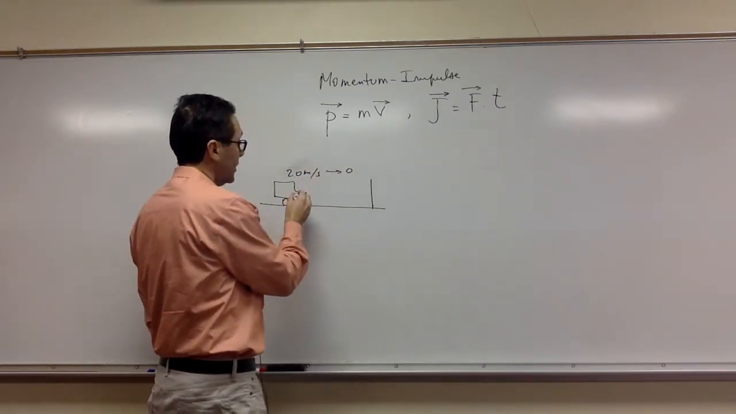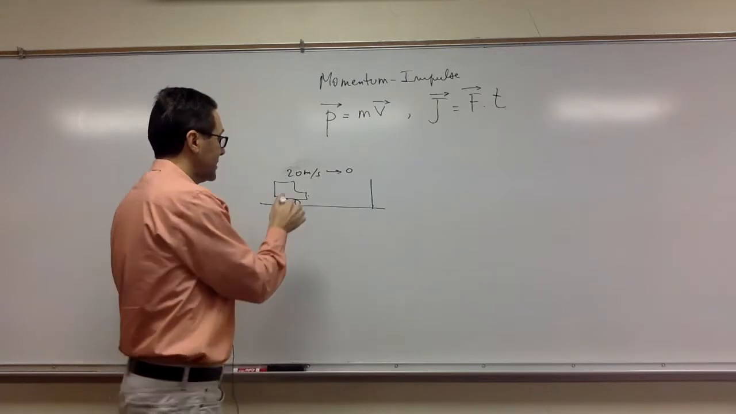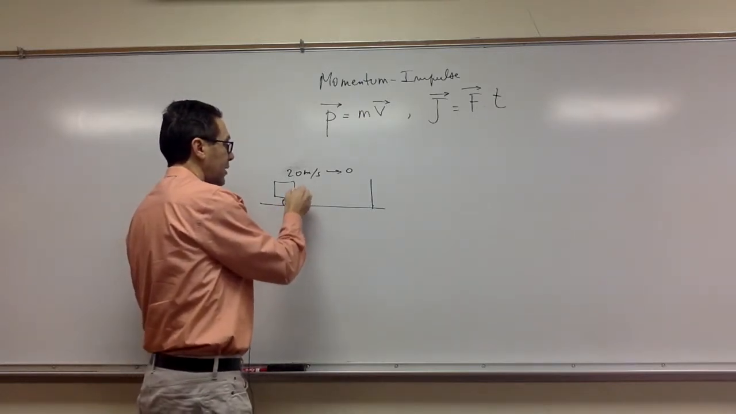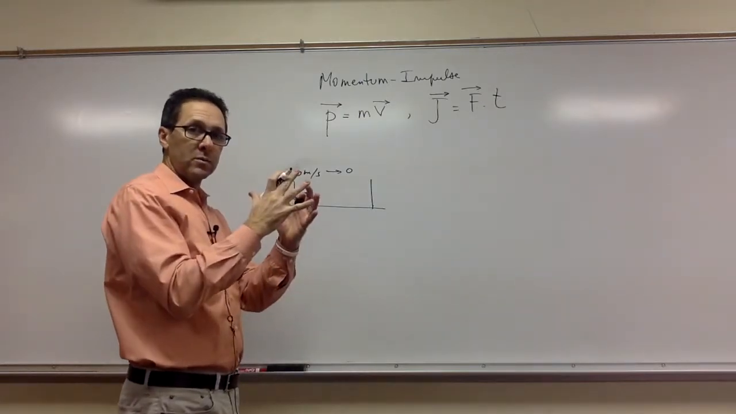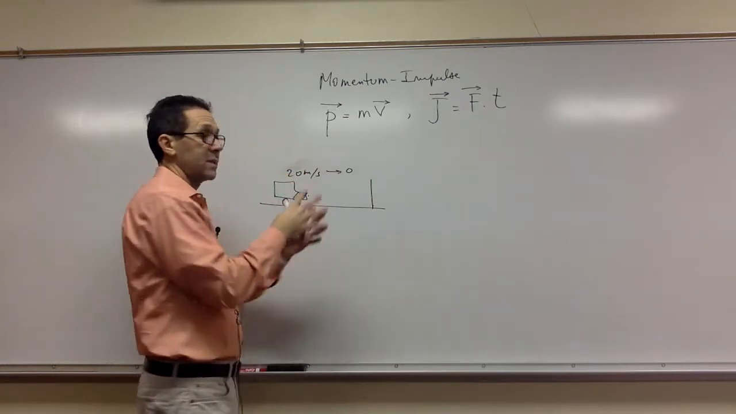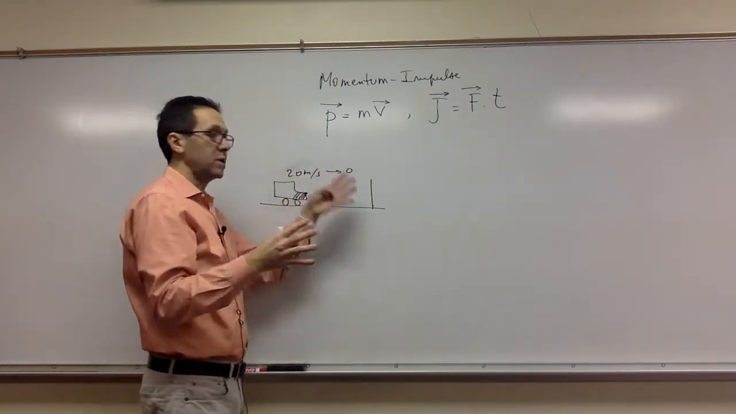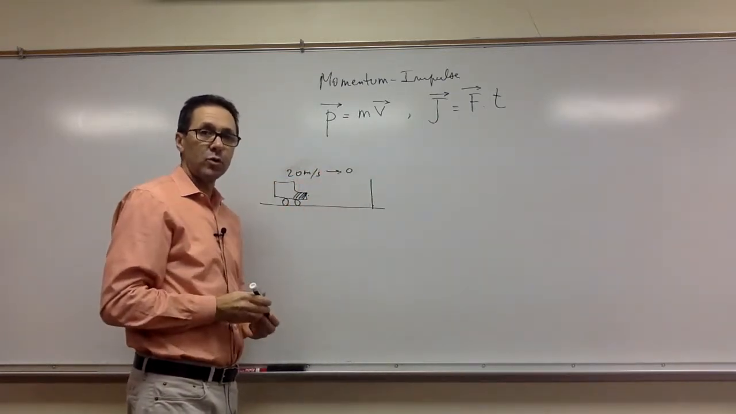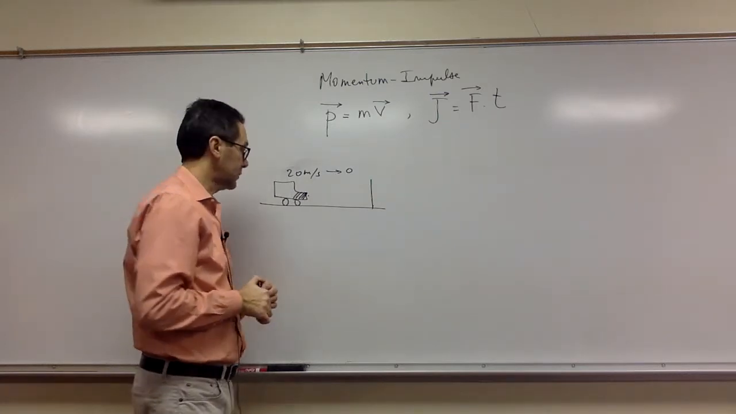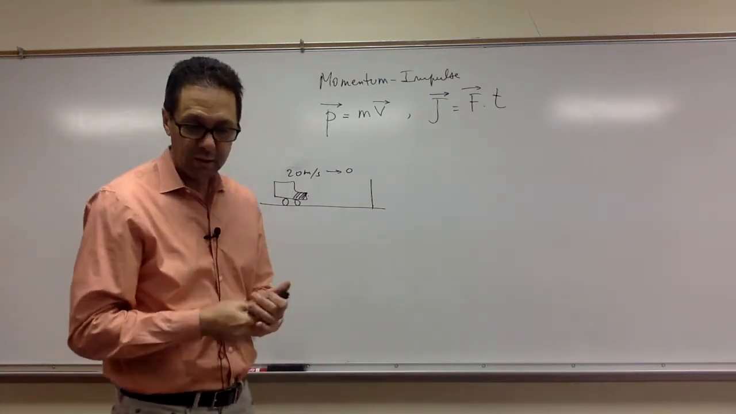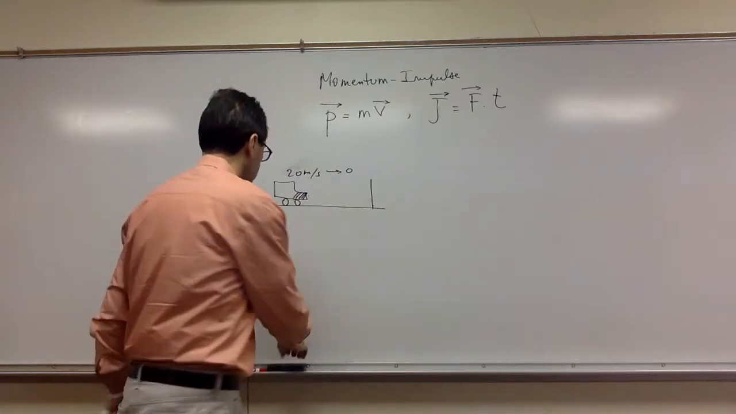So what they do in the cars is they have this crumple zone. Basically the front of the car crumples and extends the time to go from 20 to 0, which means you have a smaller force acting on the car and on the passengers.